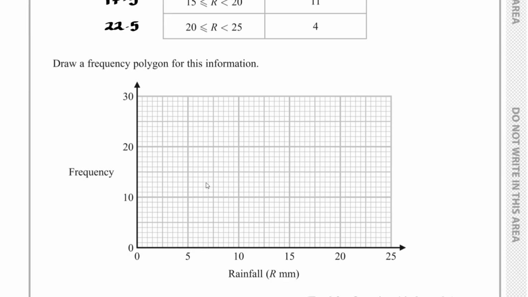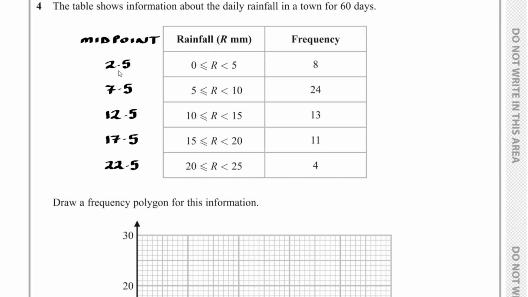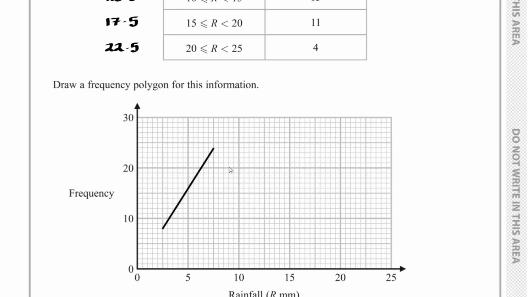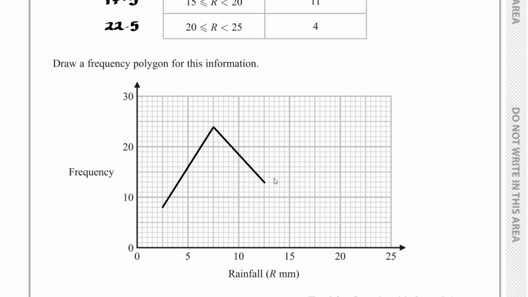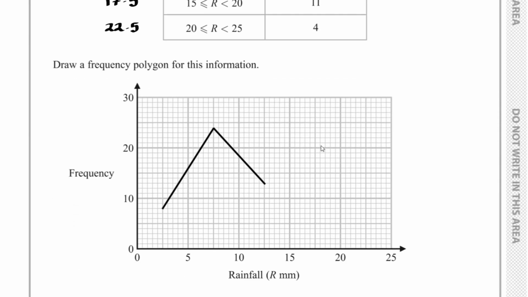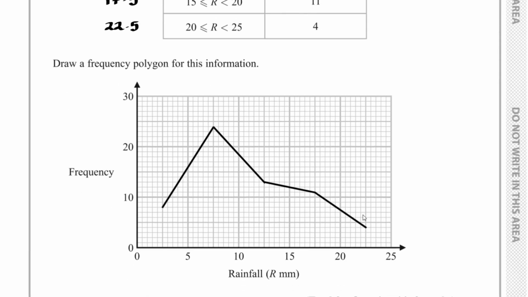We are now required to plot these on our frequency polygon. We have 2.5 and 8, and 7.5 and 24. That is shown here. Then we have the 12.5 and the 13, so we join that line up. Then we have the 17.5 and the 11, and then we have the 22.5 and the 4. Here is our completed frequency polygon.